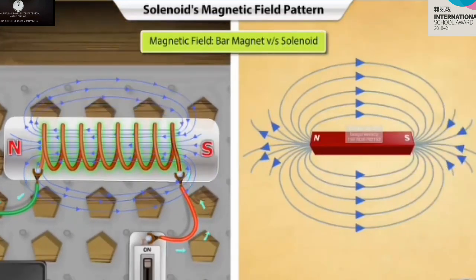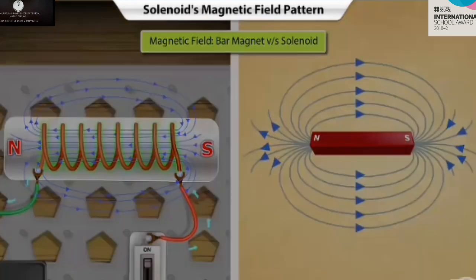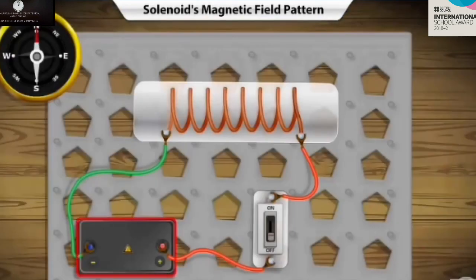Is it clear? That is, a current carrying solenoid acts like a bar magnet. That is, one end of the solenoid will be north pole and the other end is south pole.